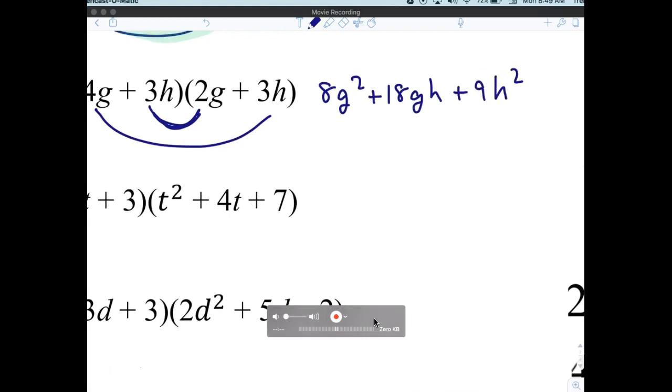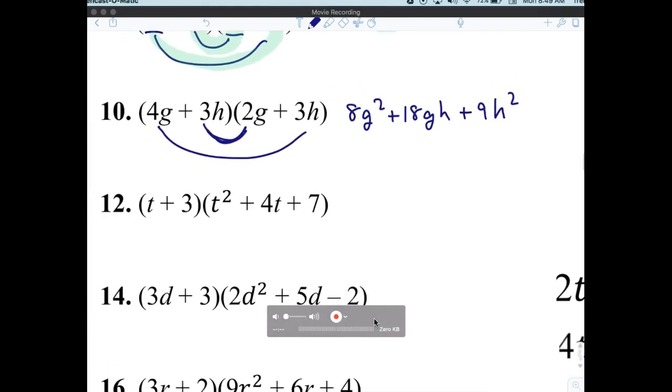Good. Why do you do plus 9 squared instead of plus 4 plus 8g squared? Okay, so all it is is a pattern. So again, watch. I used to do this times this. That gives you 8g squared.